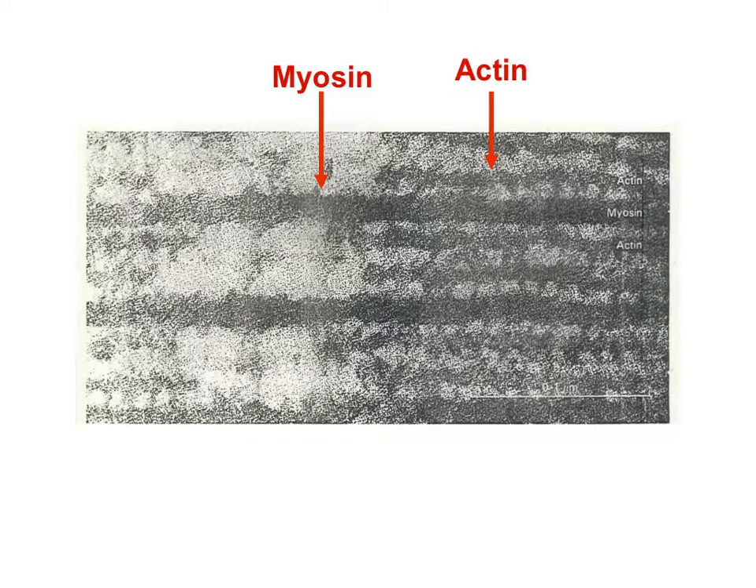Here is a very highly magnified micrograph of a sarcomere. It's so highly magnified that we can only see a partial sarcomere. I've labeled the actin and the myosin. The H zone is here. You can see the myosin heads through this region, a region that lies between the myosin and the actin. Remember, the myosin heads pull the actin to the center of the sarcomere, causing shortening.